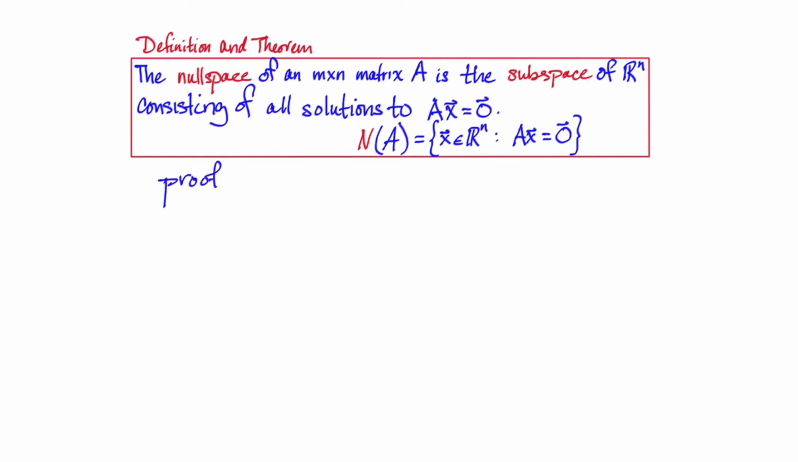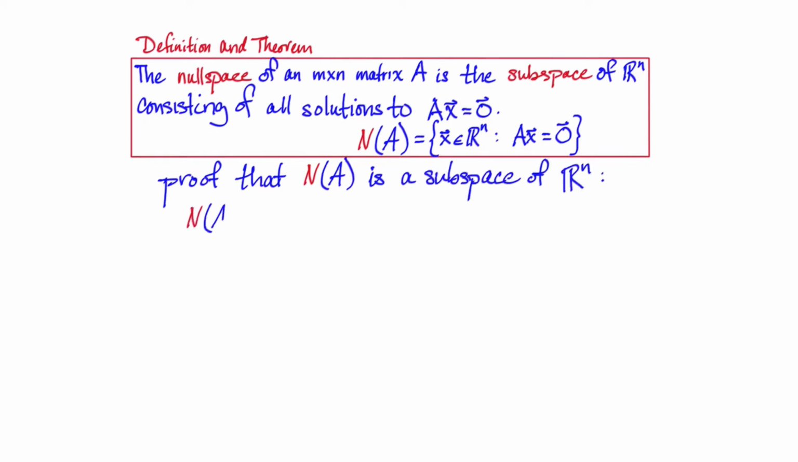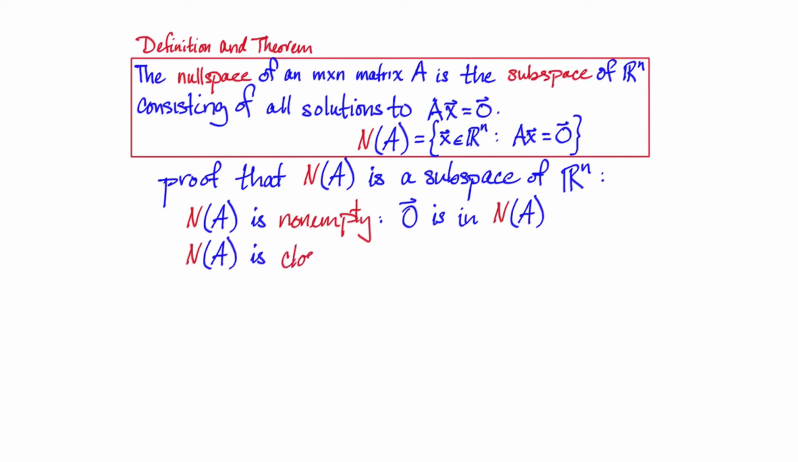All right, so let's prove the theorem. Let's prove that this is actually a subspace of Rn. So we have to prove three things. We have to first prove that it's non-empty. So we have to exhibit just one solution to the homogeneous system. Well, we know one solution is the trivial solution. So the zero vector from Rn is in the null space of A, so it's non-empty. We also have to show that N(A) is closed under addition and under scalar multiplication.